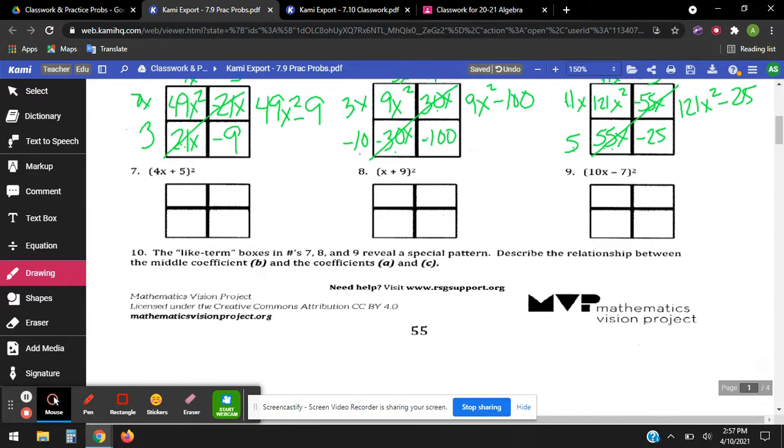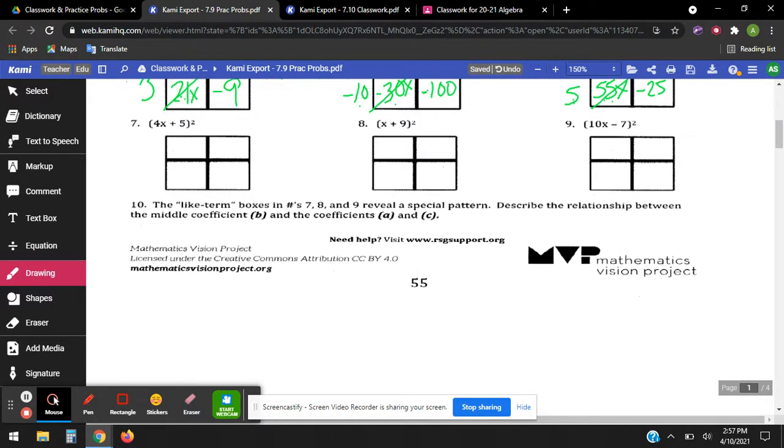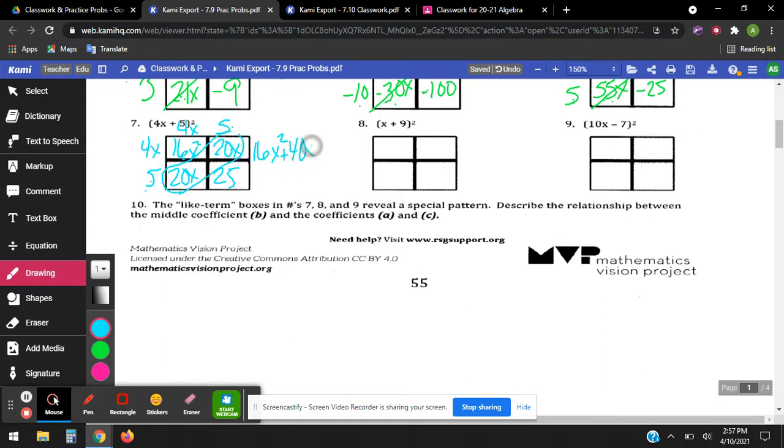Let's go to here. Actually, I don't even have to do that because we are going to write them on the boxes anyway. So I have a 4x plus 5 times a 4x plus 5. So 4 times 4 is 16x squared. 4 times 5 is 20x. 4 times 5 is 20x. And 5 times 5 is 25. So I end up with 16x squared plus 40x plus 25.